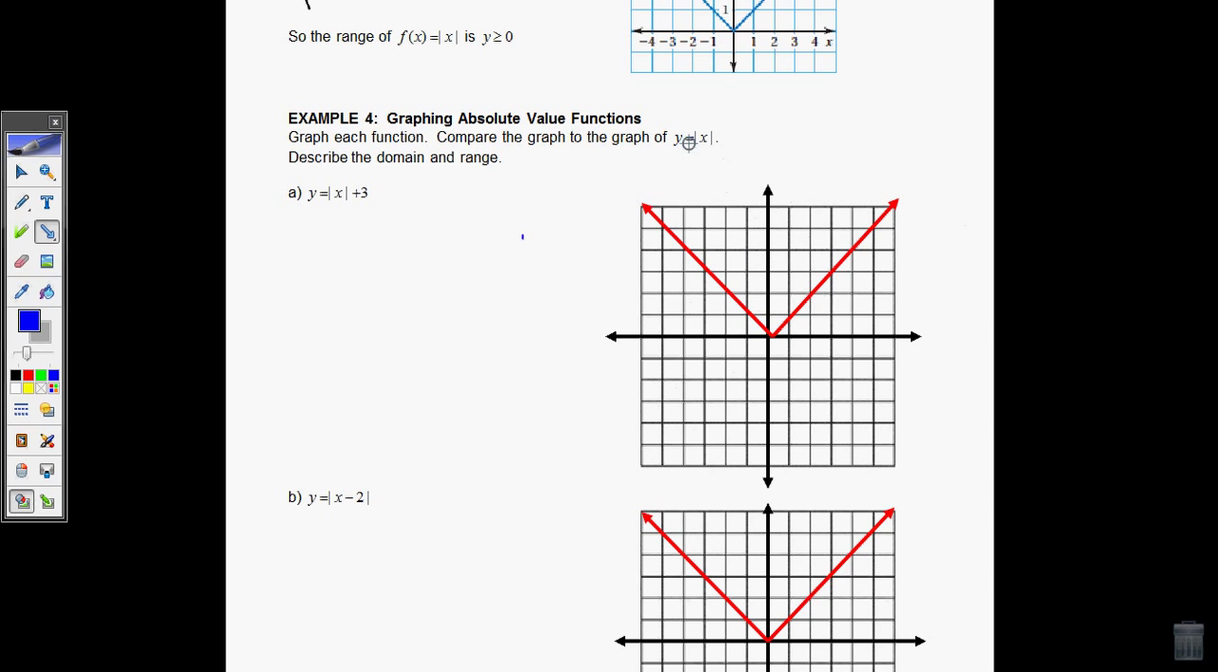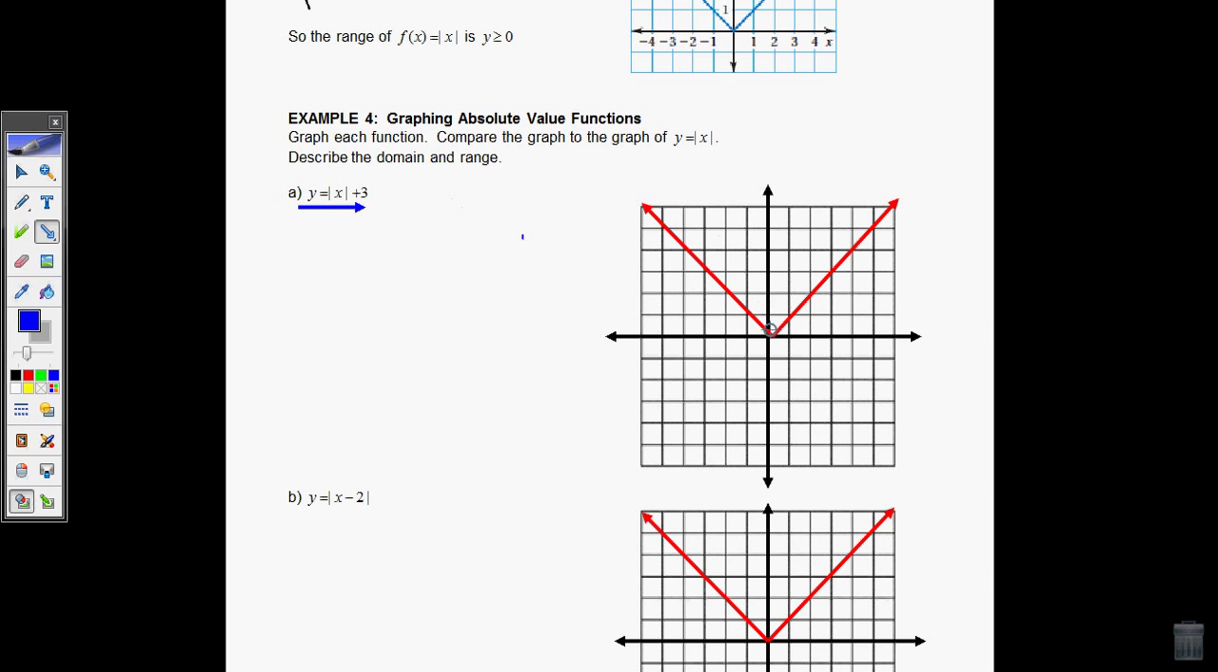So this is y equals the absolute value of x, whereas the one that I'm going to be doing is this one right here in blue. So what does it mean to have this constant at the end here? We talked about that last time. It is a vertical shift of 3.